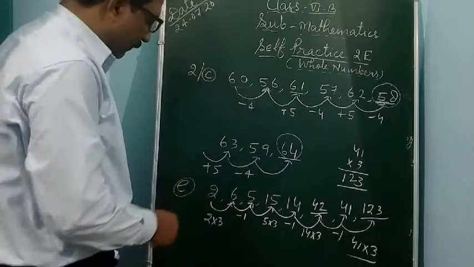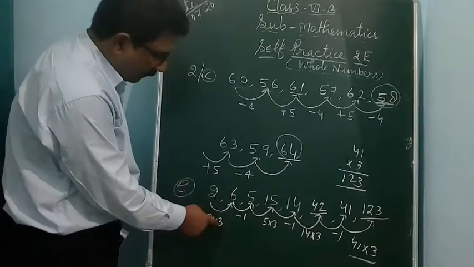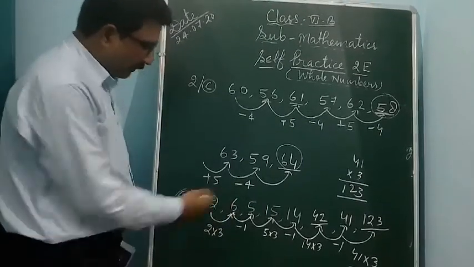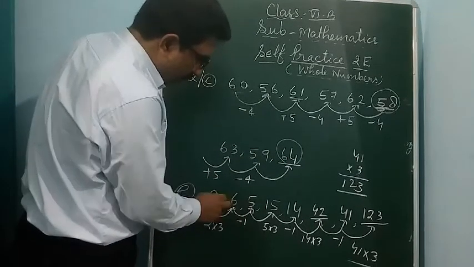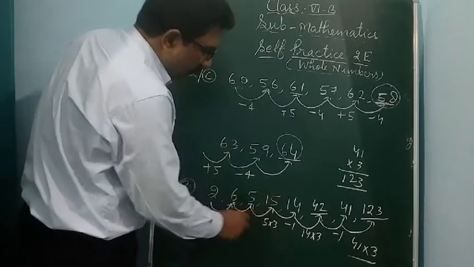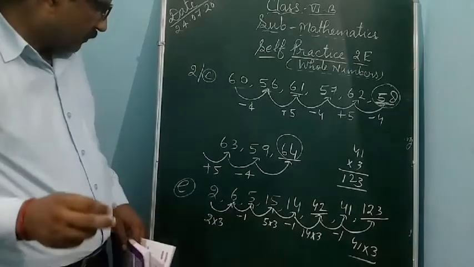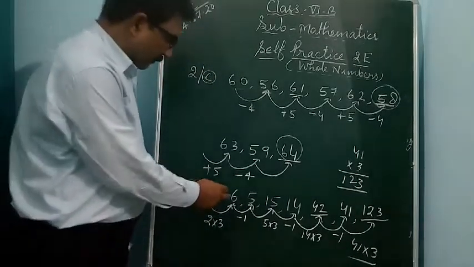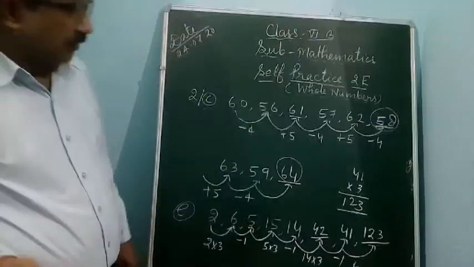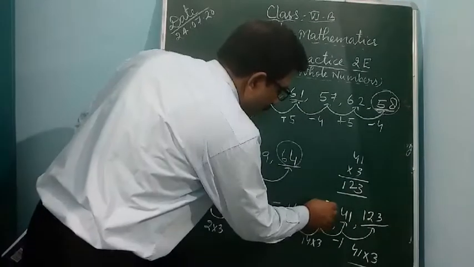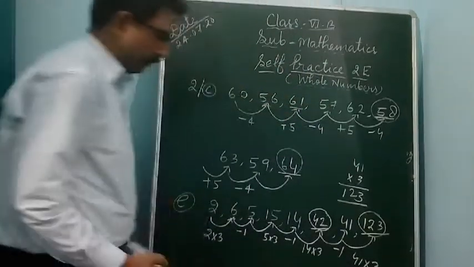So in this way, this series goes as: first number multiplied by 3, it will come the next number. Means 6 is given, and the next alternate number is followed by minus 1. So 6 minus 1 is 5. Again multiply by 3, and this number again minus 1. So in this way you have found 42 and 123.